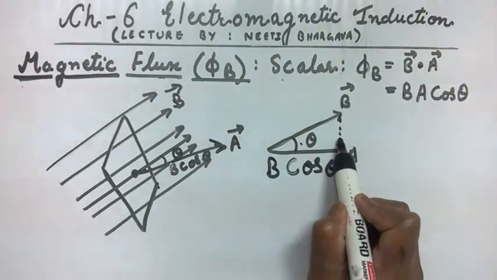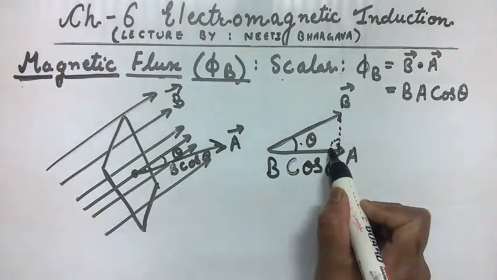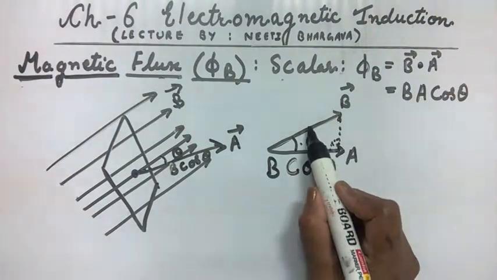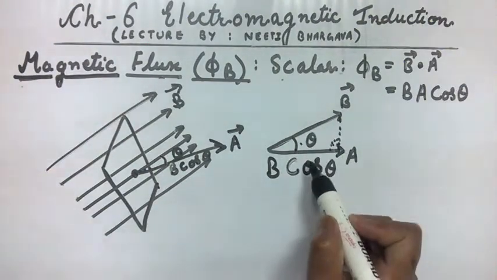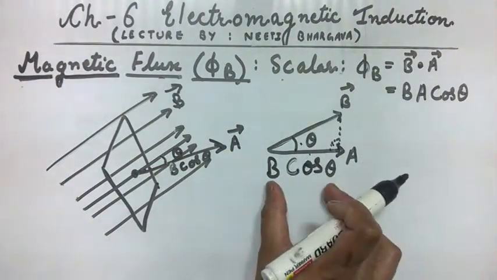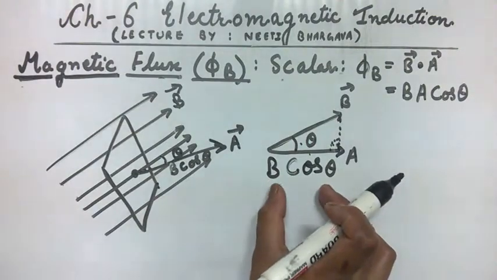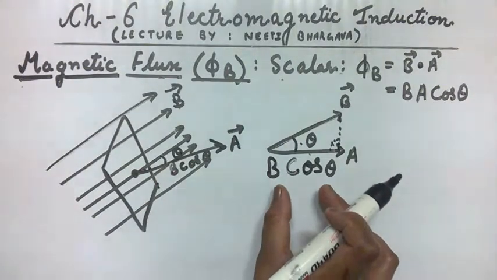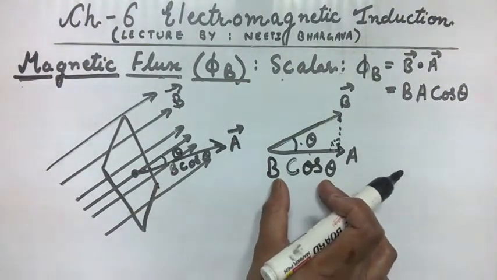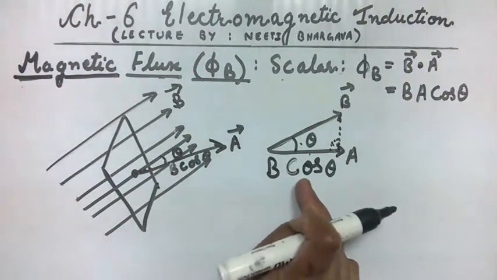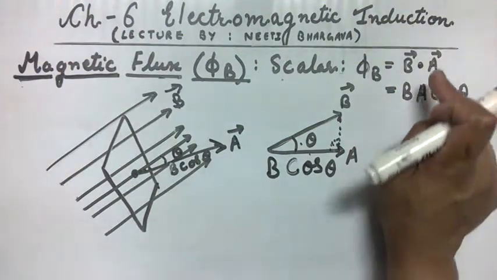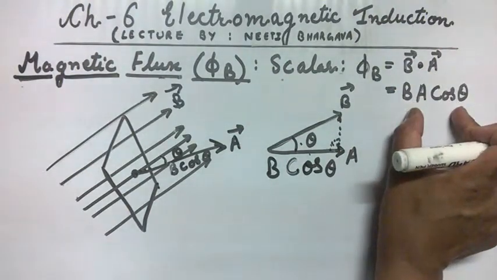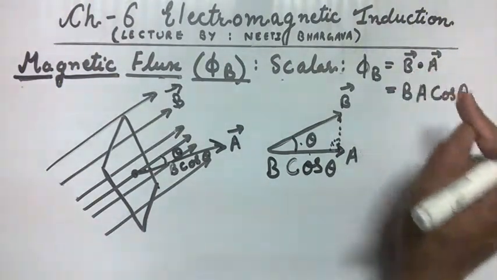Opposite to theta is perpendicular, and this is 90 degree. Opposite to 90 is the longer side, that is hypotenuse. Therefore this is base, and thus it is the component, horizontal component, that is B cos theta. And we want this B cos theta component, magnetic field component, in the direction of area vector. That's why we are using B cos theta component and dot product.